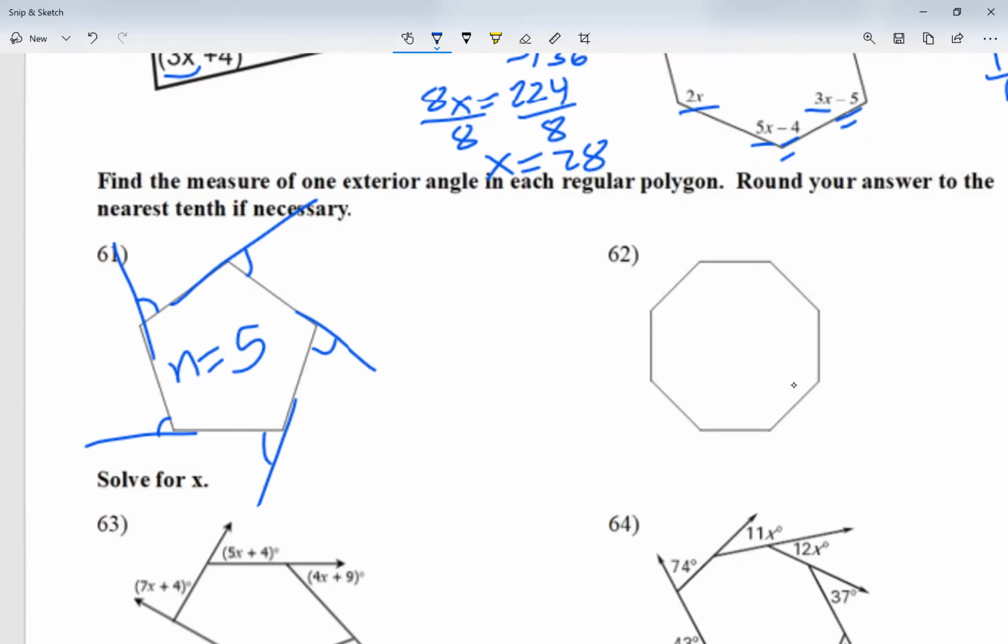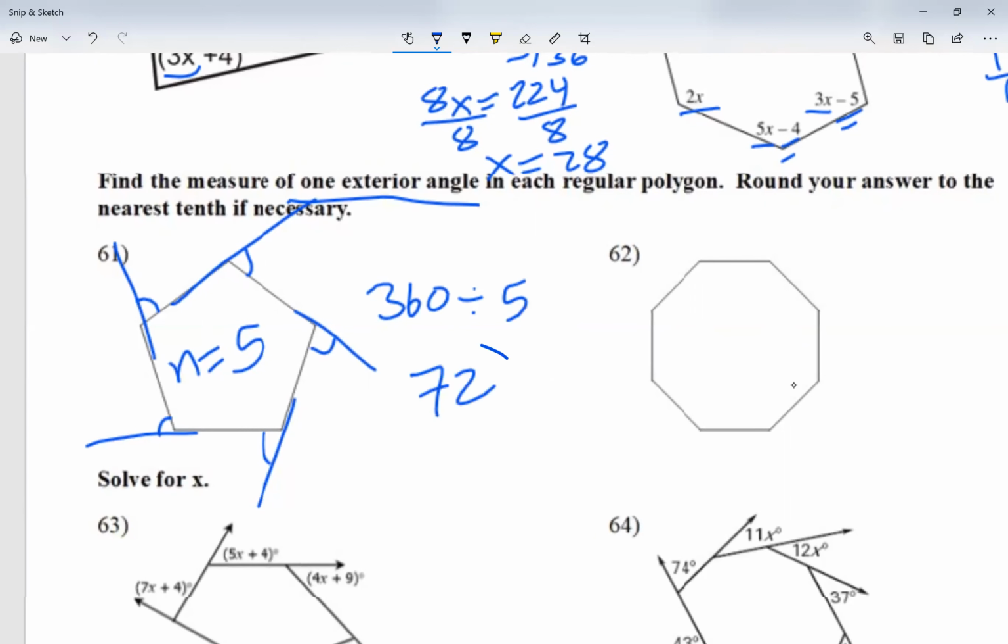Now, when it comes to angles on the outside, it doesn't matter how many there are. All of them combined, it's always 360. But here, because I'm being asked how much only one of them is, let me go 360 divided by 5 because there are 5 of them. So the angles on the outside always add up to 360. But in this case, let me divide it by 5 because there are 5 of them. So each angle on the outside is 72.